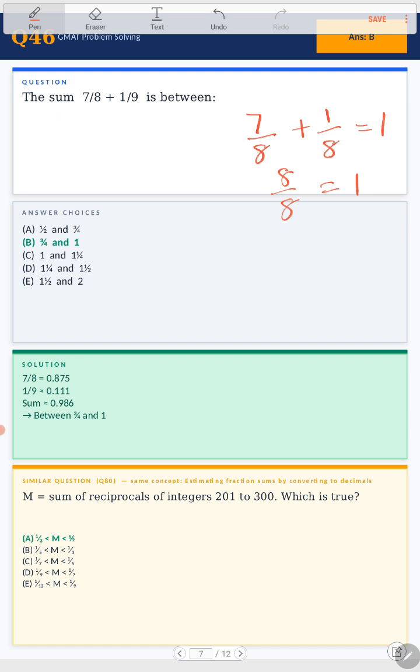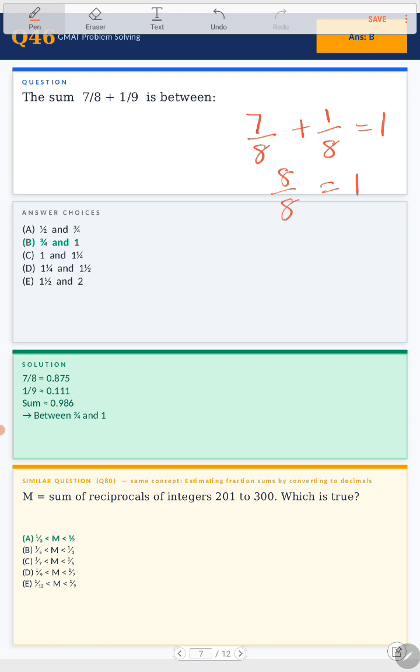Meaning that 7 over 8 plus 1 over 9 is not up to 1. Okay, so it is not up to 1. So it is between something and 1. So 1 is a good. It's not up to 1. But if you look at 7 over 8, 7 over 8 is already above 3 over 4.